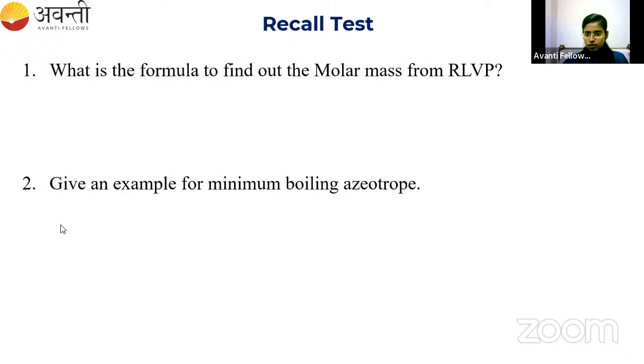The formula to find the molar mass from relative lowering of vapor pressure is (P1 naught minus P1) divided by P1 naught, which is equal to W2 into M1 divided by M2 into W1. Okay, so this is the formula. Just try to recall this. I hope you have all memorized this formula.